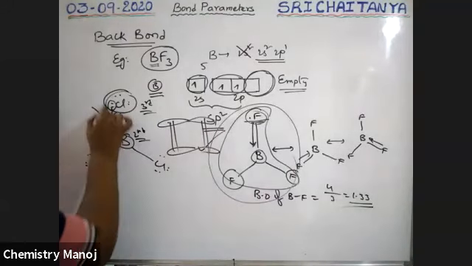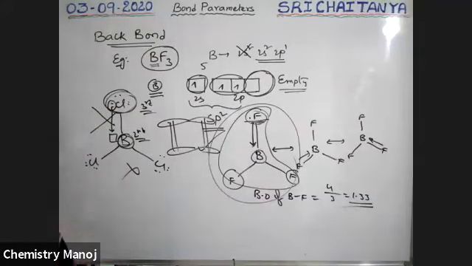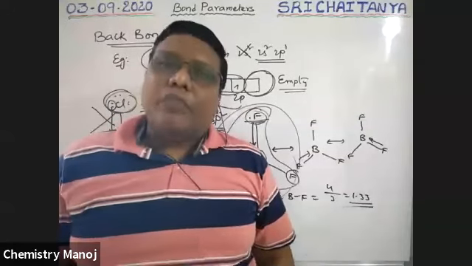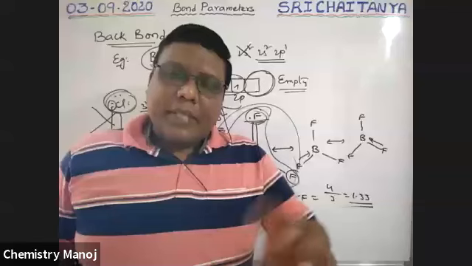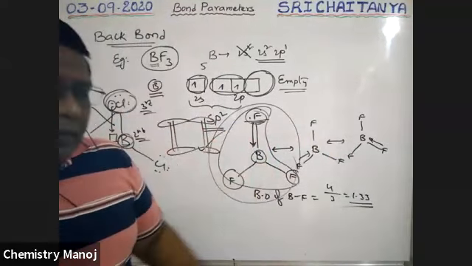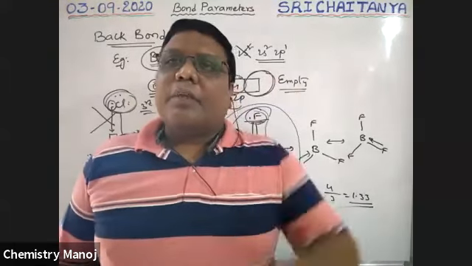But here the atom sizes are not the same and not comparable. That is why back bonding does not exist here. That means size plays an important role in back bond formation. Elements of the same period generally give back bonding. This back bond formation influences the shapes of the molecules.